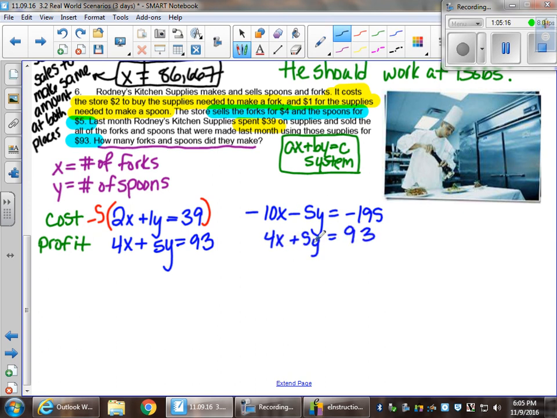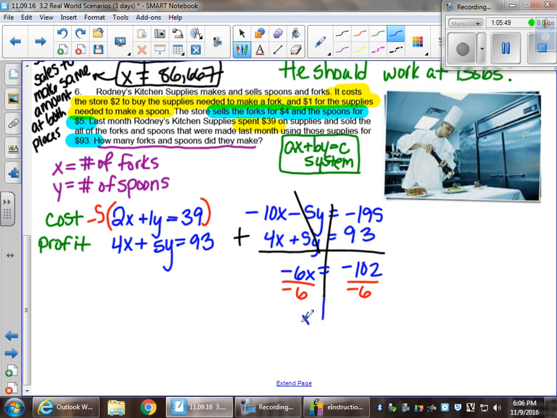And now let's see what happens when we linearly combine these. My y's are gone. Those are inverses. That's 0. Negative 10x plus 4x is negative 6x equals negative 195 plus 93. What's that? Use your calculator. Negative 195 plus 93. I get negative 102. To finish solving for x, we will divide both sides by negative 6. X equals, I get 17.